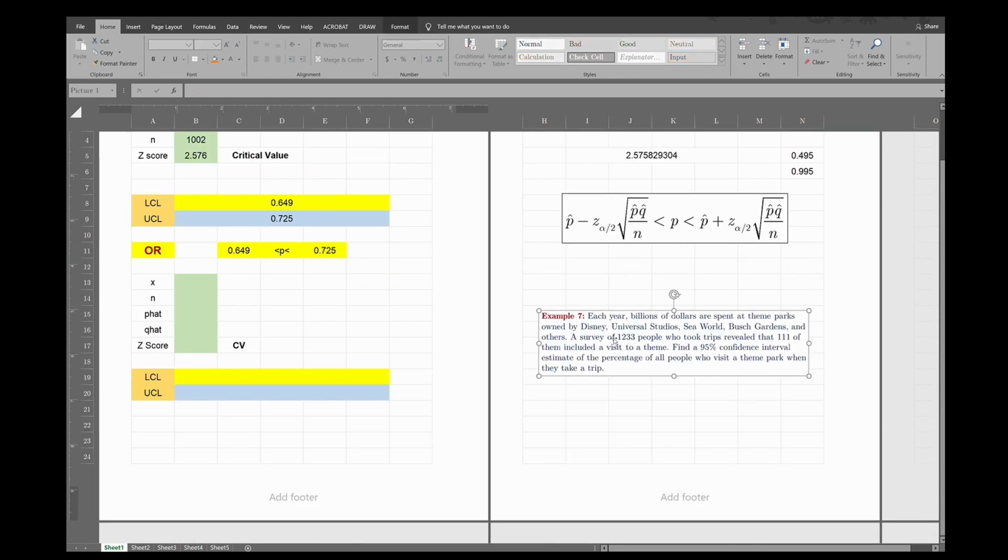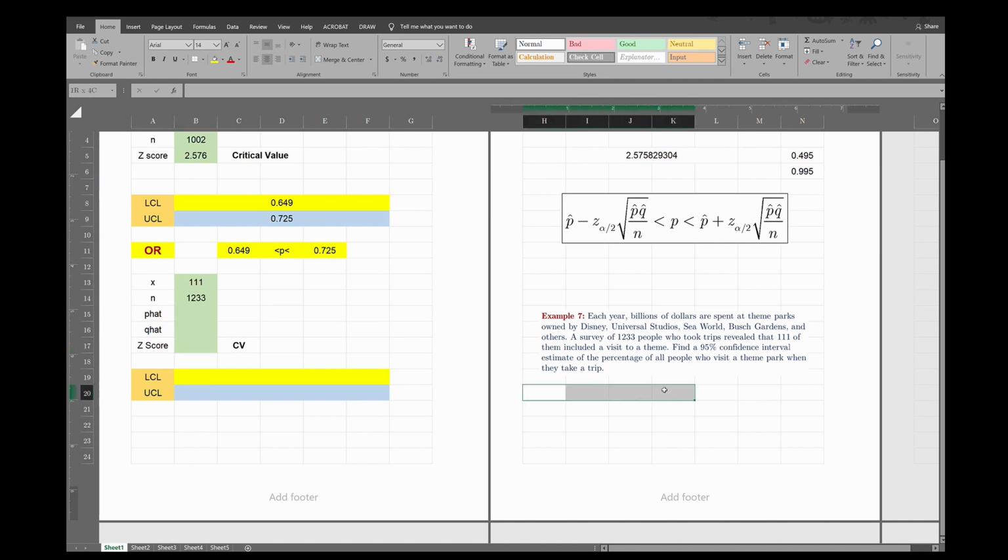All right, so let's look at the other one we have here. For this one, it says so many people visiting theme parks. A survey of 1,233 people. So here n is 1,233. It says how many of them took the trip? 111 of them. So 111 of them took the trip. Find a 95%. So for 95%, the z-value is 1.96.